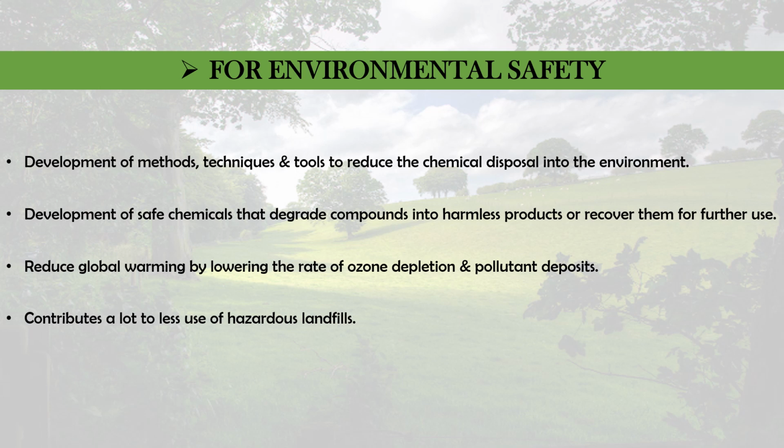If we use so many chemicals, then there is a chance for leaking of those chemicals into the environment and causing more problems. So from the start only, if we use fewer chemicals in the production of any product, then there will be less chance of chemical leakage and all that. And it also helps to reduce global warming by lowering the rate of ozone depletion and the pollutant deposit in the environment. It also contributes a lot to less use of hazardous landfills.